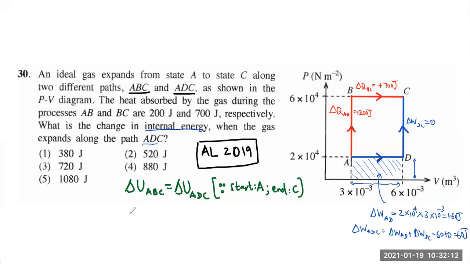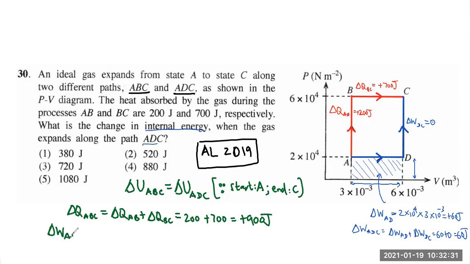Now delta Q ABC, we already know. What is it? Delta Q ABC is going to be equal to delta Q AB plus delta Q BC. And how much is that? That is 200 plus 700. Both were plus. Therefore, the final answer is plus 900 joules. And you can find out delta W ABC. What is that? Delta W AB plus delta W BC. What is delta W AB? That is zero because it's a constant volume process.